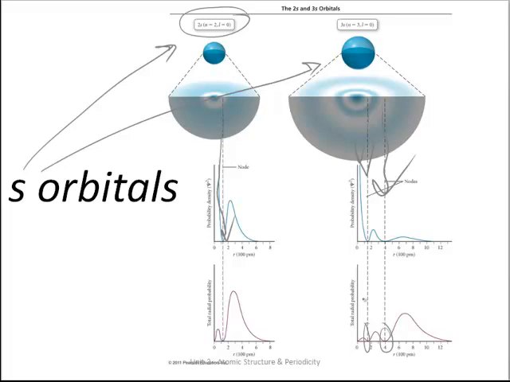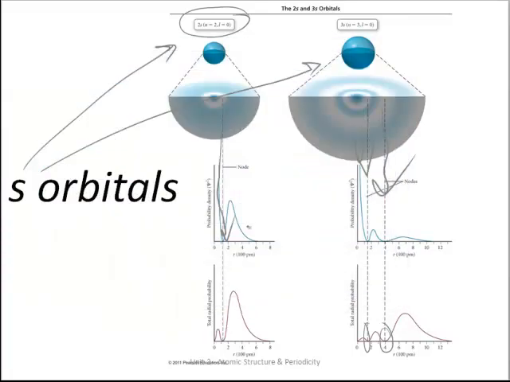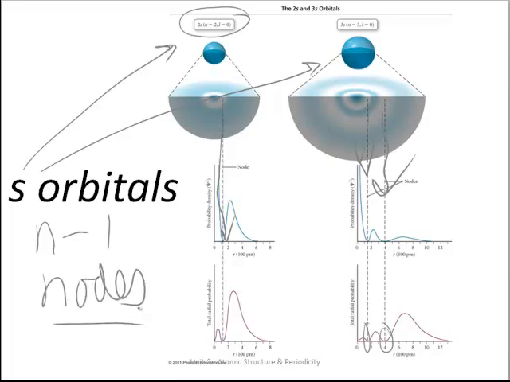And a general rule of thumb for energy levels, there are usually n minus 1 nodes. Okay, so for the 1s orbital, 1 minus 1 is 0. There are no nodes in the 1s orbital. 2 minus 1, there's 1 node in the 2s, and then 2 nodes in the 3s, and so forth.